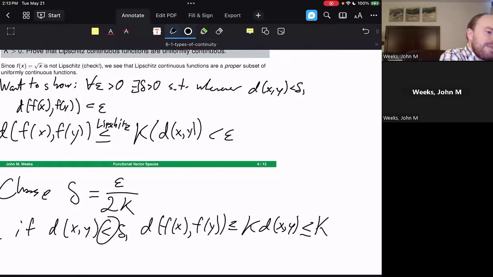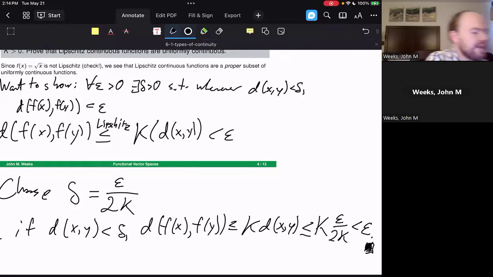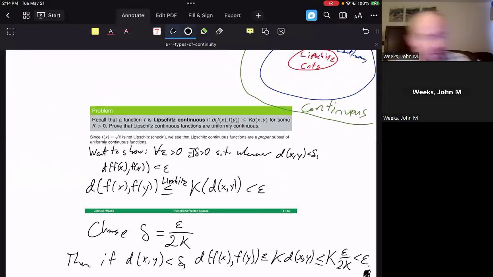Because we have a less than baked in here in our definition. But you'll just kind of see what I was thinking here. Less than epsilon over 2k, which is less than epsilon, which is what we desired. And that gives us a proof that, notice, never used the fact that I had a particular x or y value to work with.